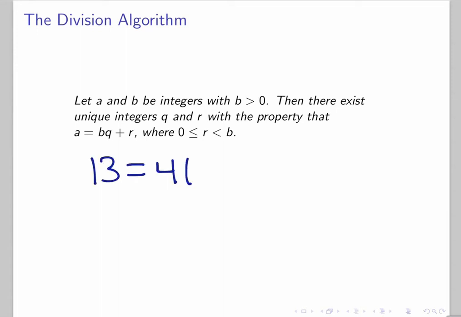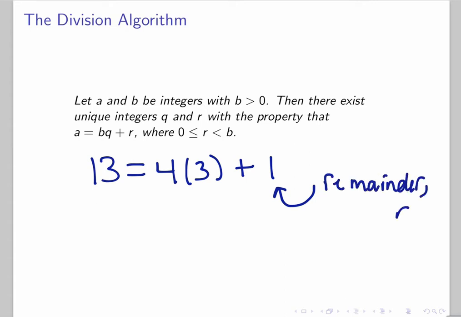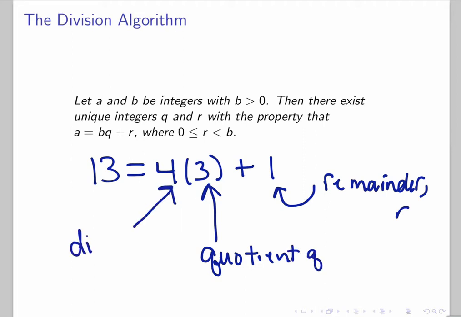So if we illustrate this, we could write 13 equals 4 times 3 plus 1. So we'd call that 1 the remainder, and so it's our r, and it's positive, and it's less than 4, the number that we were dividing by. The 3 is the quotient, the whole number of times it goes in, so it's q. The 4 is the divisor. It was given to us, and it has to be positive. And then we might call the 13 the dividend, what we're dividing into.